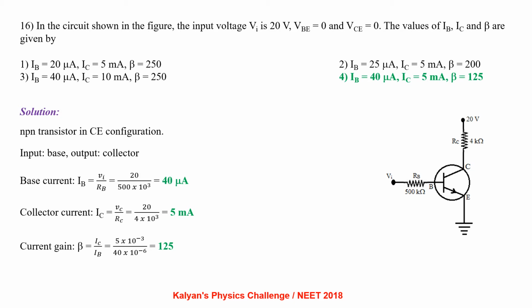So the base current IB equal to Vi by RB, which comes out to be 40 microampere. Collector current IC equal to VC by RC, which comes out to be 5 milliampere. So the current gain beta, output current by input current, that is collector current by base current, is coming out to be 125.